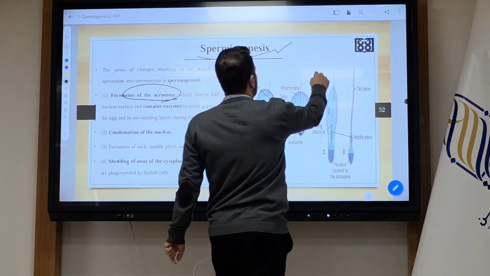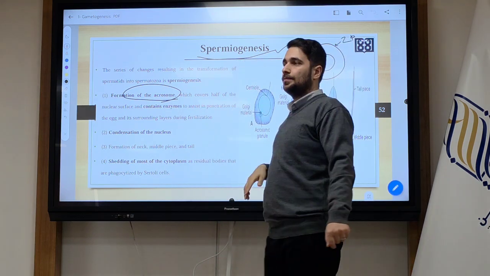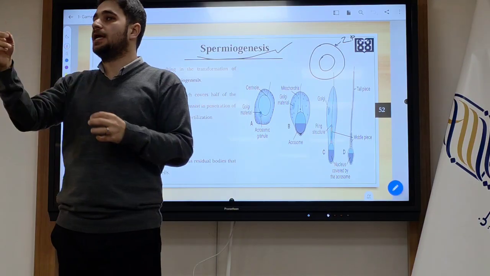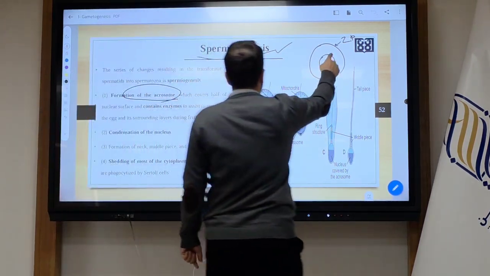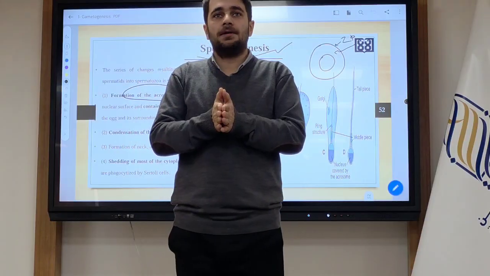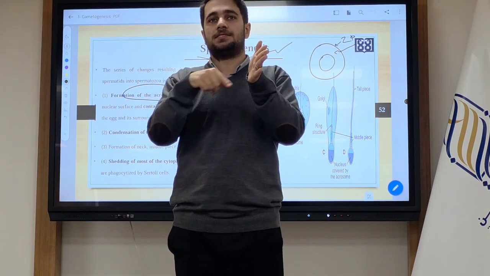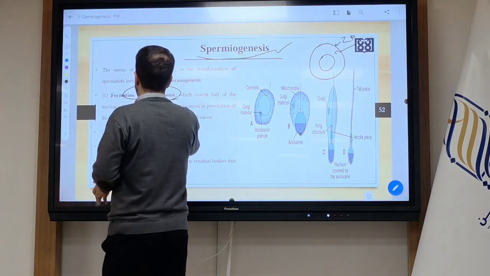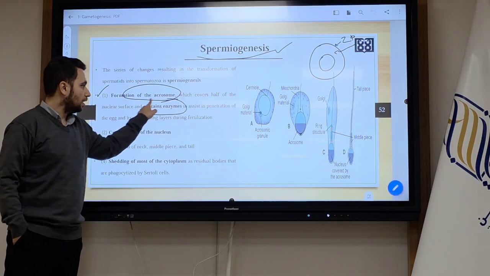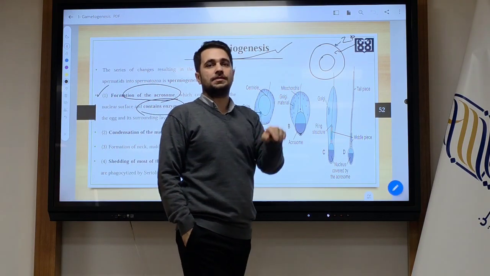Do you remember, for example, I told you, here is the oocyte, and here we have the zona pellucida. The sperm wants to penetrate and go inside the oocyte. Yes, it needs the acrosome to do what? To pass through the zona pellucida. So the early spermatid doesn't have any acrosome, and it cannot penetrate the zona pellucida layer of the oocyte. It needs the acrosome. So, formation of the acrosome. How does the acrosome help to penetrate? Because it has several enzymes, it is ready for penetrating.